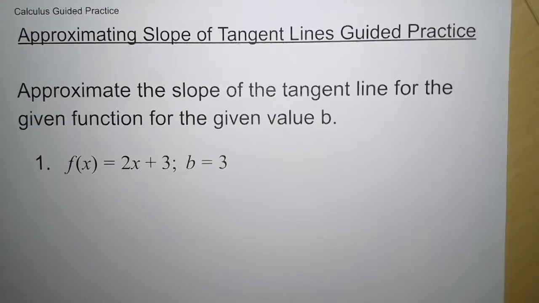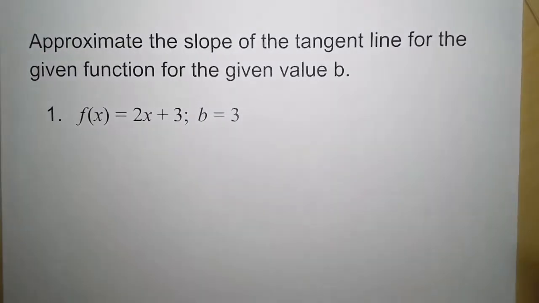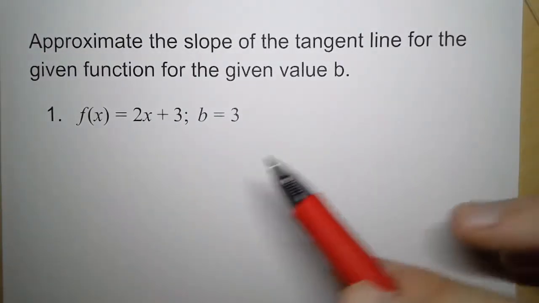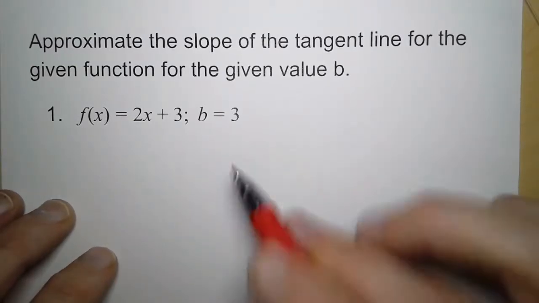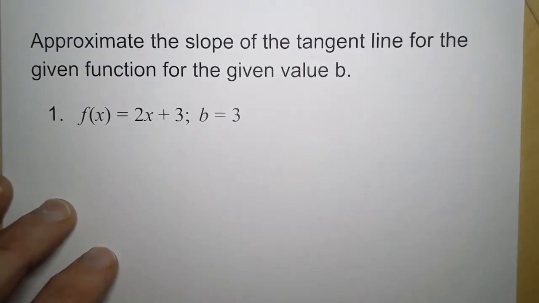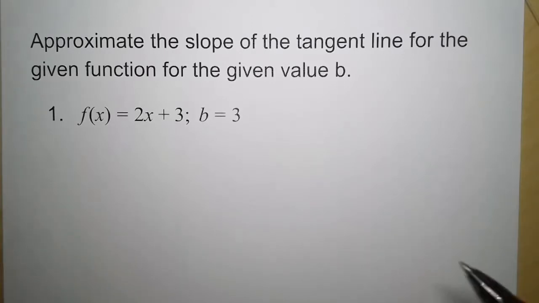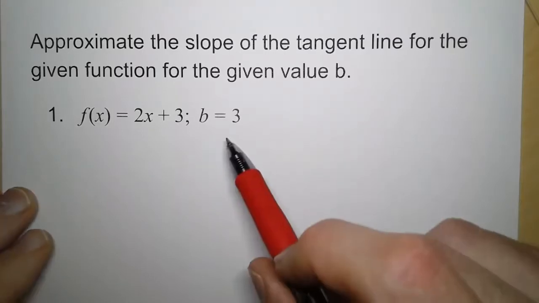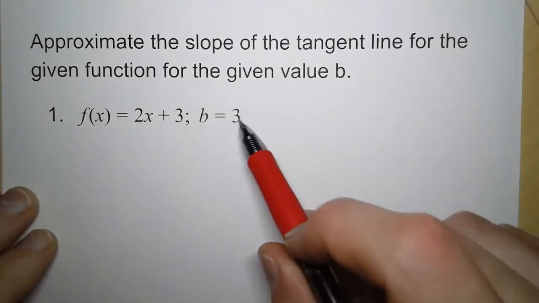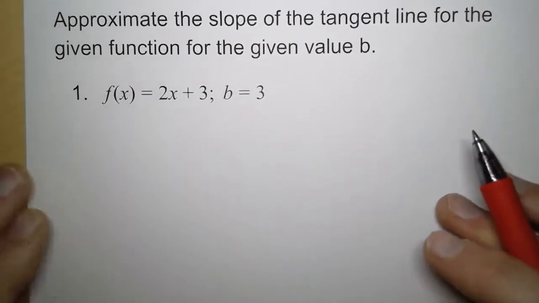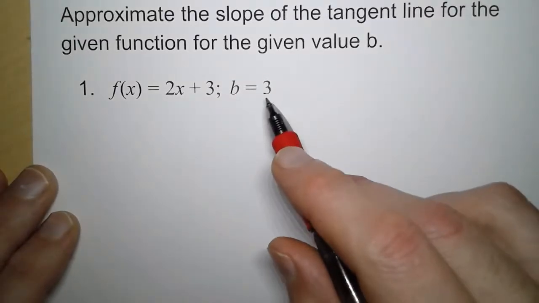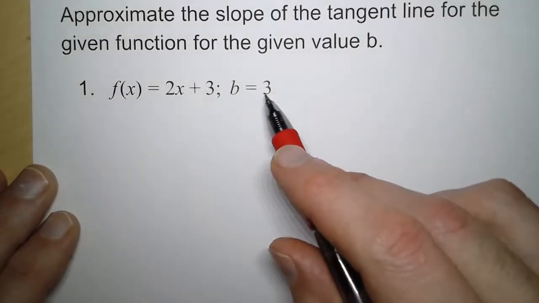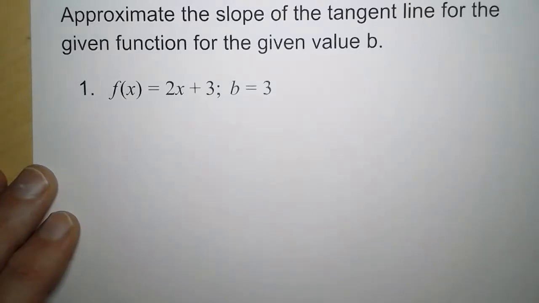So let's get started. Here we have this function, 2x plus 3, and we want to approximate the slope at the point b equals 3. So what we do for this, and you'll see why once we get into some later examples, is we pick one point slightly to the left of that and one point that's slightly to the right. And then we find two slopes to be sure that they agree. So what I usually do is I usually pick a point that is 0.1 unit either way.